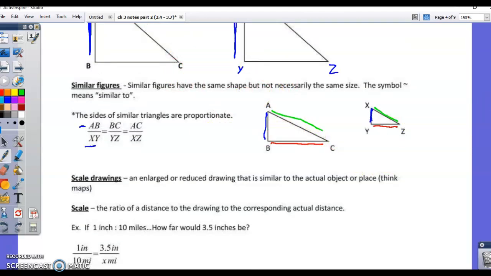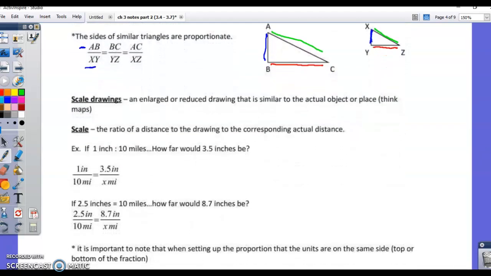of setting up our ratios. The next thing we talk about in relation to these is what a scale drawing is. A scale drawing is a large or reduced drawing that is similar to the actual object or place. So I like to think of maps on this. A lot of times on a map, 1 inch might stand for 10 miles. If we know that information, we can set up our proportions to figure out how far something would be. In this example, the 1 inch for 10 miles, how far would 3.5 inches be?